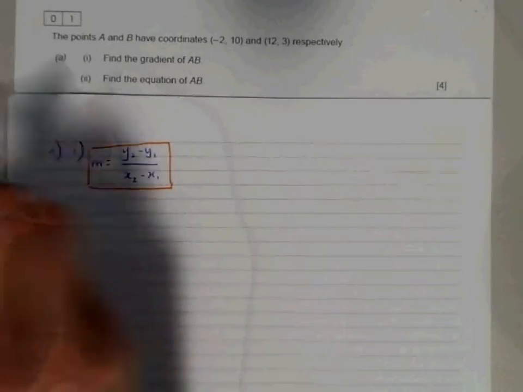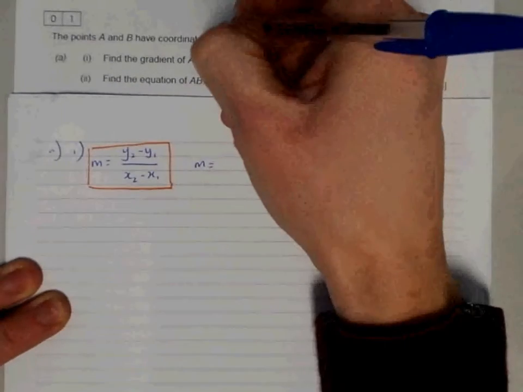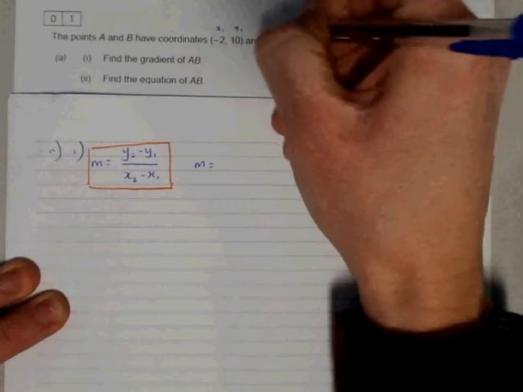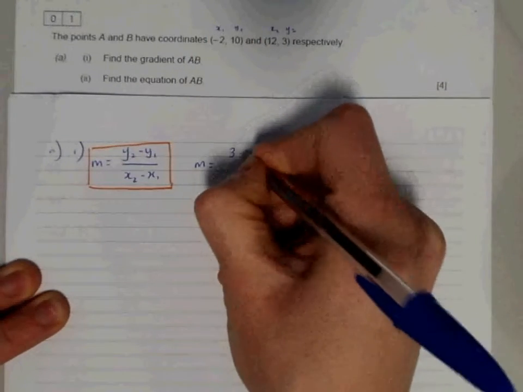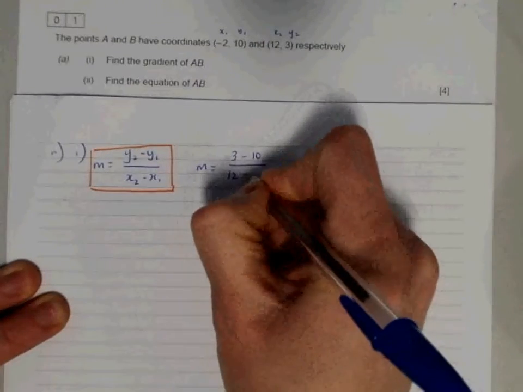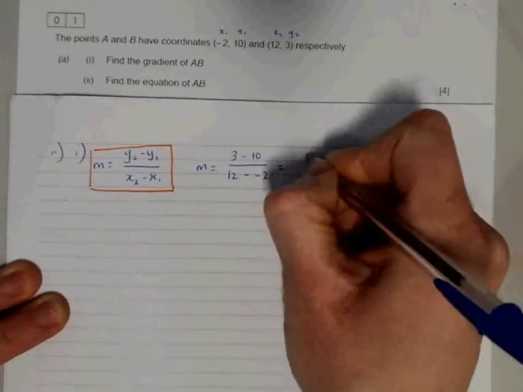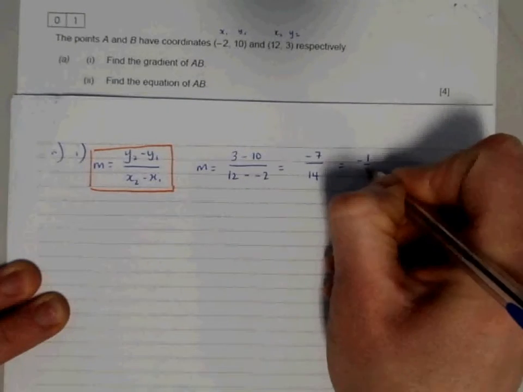So between these 2 points, I'm going to call this one 1, this one 2. Okay, so the difference in y is 3 take away 10, over the difference in x is 12 take away negative 2. So that gives us minus 7 over 14, which simplifies to minus a half. 2 marks.